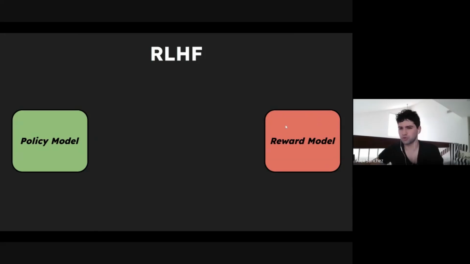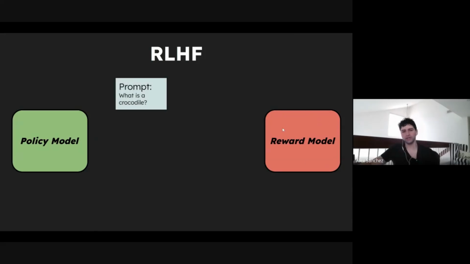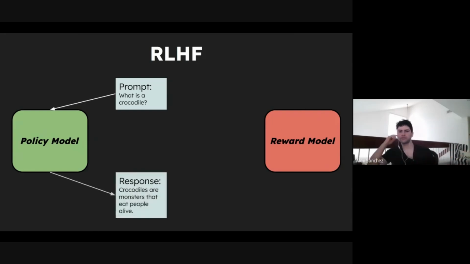Well, once we train this model, we are now able to feed a prompt to our policy model, right? And it gives us a response. In this case, I put "what is a crocodile" as a prompt, and the model responds, "crocodiles are monsters that eat people alive." Not fully true. You can consider it maybe a real response. Sure, some perspectives may see that, but it just isn't the best response. And I think we can all agree on that.